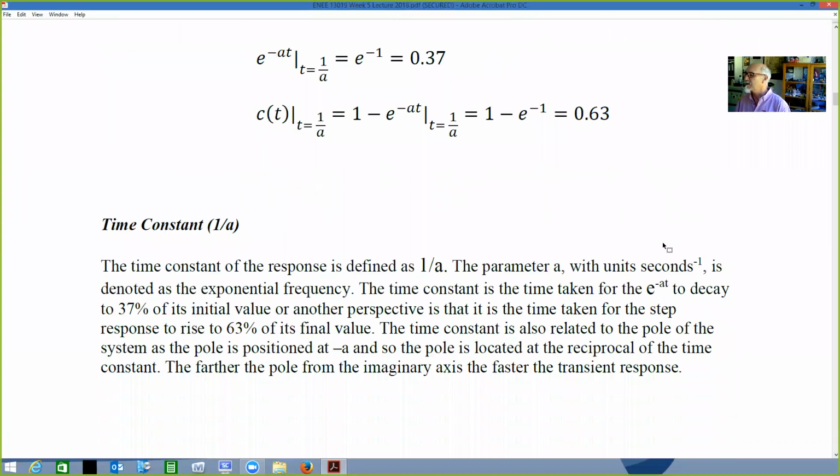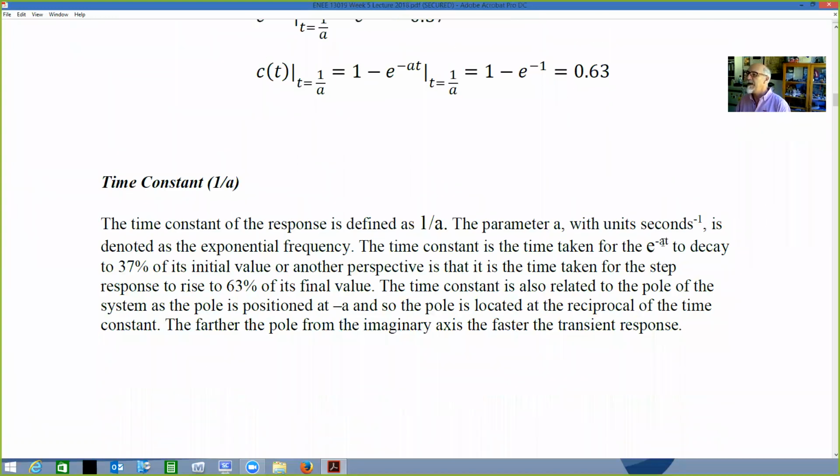All right, so the time constant by definition is equal to 1 on A. The parameter A, with the units per second, because it's 1 over A, is denoted as the exponential frequency. And the time constant is the time taken for e to the negative AT to decay to 37% of its initial value, or another perspective is that it's the time taken for the step response to rise to 63% of its final value. 37 plus 63 gives you 100%. So it's just looking at it from different perspectives.